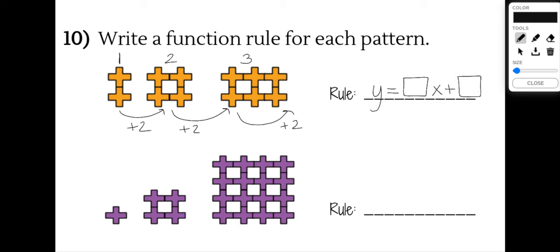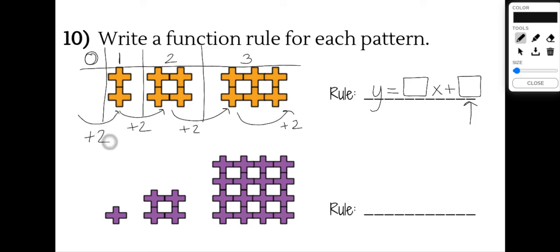Now, it's always easiest if you have a table, like an organized table, in order to write your function rule. So I'm just going to kind of make a table out of this. Okay, so I have to go back to the 0 term in order to find my y-intercept. So remember that y-intercept here is when x is 0. So let's back it up. We know that the pattern is plus 2. If this is 2 little plus signs here and here, that means that if I back it up, there would be 0, right? So the y-intercept here is 0.